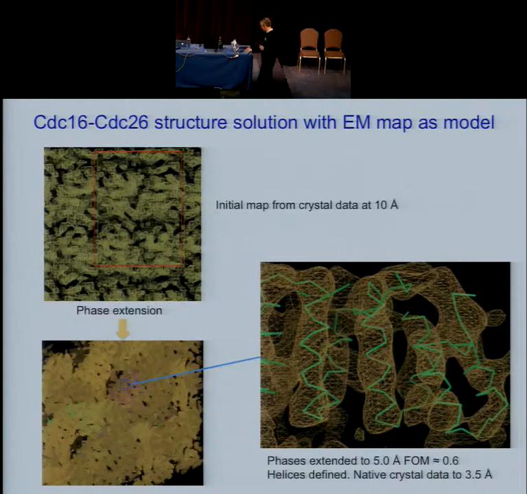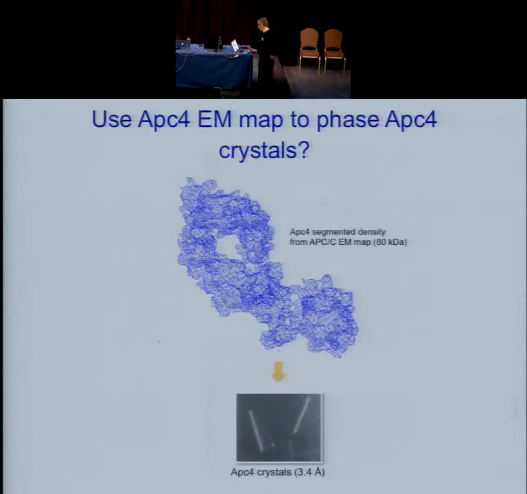This shows quite clearly that there's improvement in the structure. The phases are now improved, and it shows clear density for the alpha helices within the TPR motifs of CDC16. So we wondered if we can now apply the same approach to phasing the APC4 crystals. These crystals we grew relatively recently are very small crystals, and are proving quite hard to phase. We're wondering if we can use this APC4 electron density to phase these APC4 crystals.